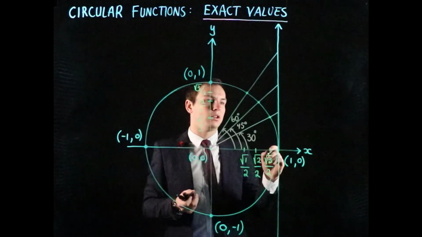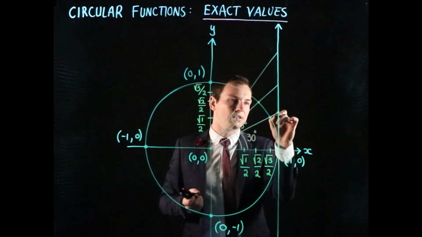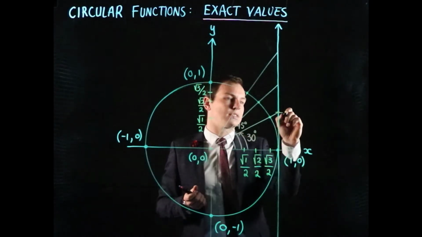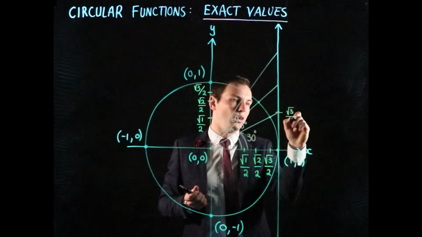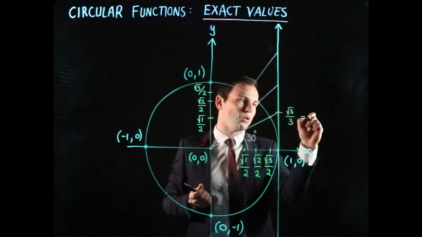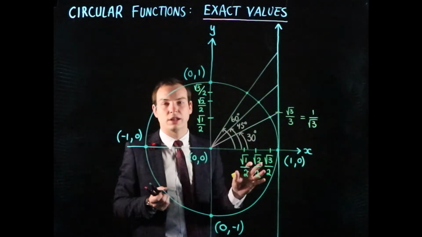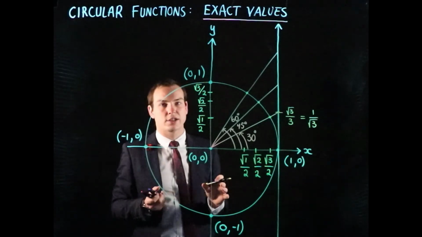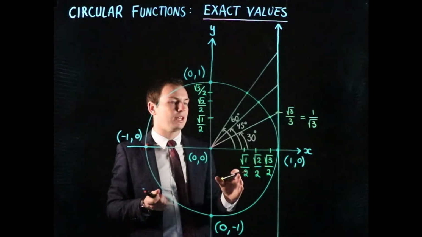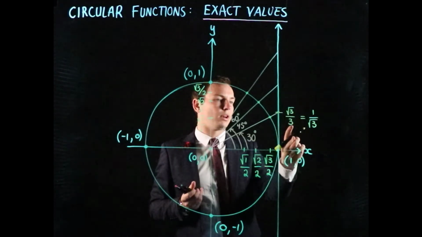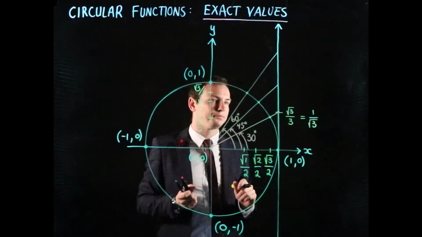So the tan value is the y value at this point. So the y value at that point for tan of 30 is root 3 over 3, which is also equal to 1 on root 3. So if you know how to rationalize the denominator, you'll understand why those two values are actually the same. But just be aware that if you're asked to find the value of tan of 30, its exact value is root 3 on 3 or 1 on root 3.